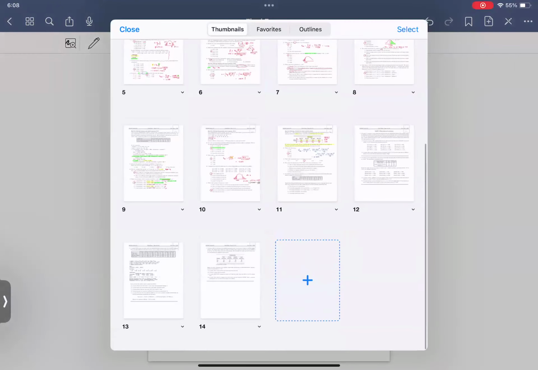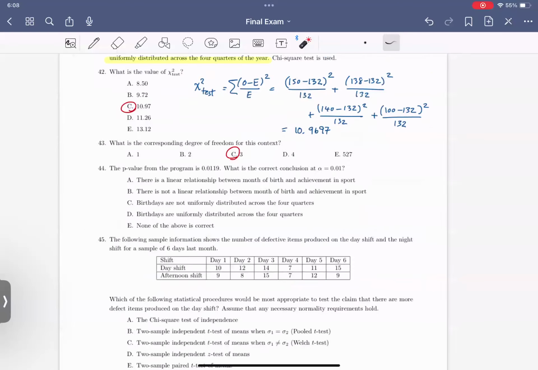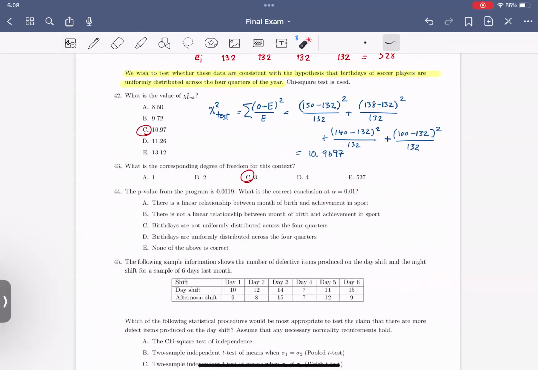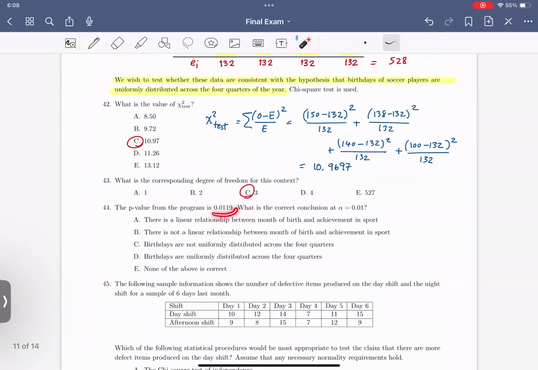We're almost there, everyone. All right, so the p-value from the program is 0.0119. What is the correct conclusion at alpha equal to 0.01? So the p-value is small, so you reject the null hypothesis at 0. Oh, no, no, no, no. The alpha is 0.01, but this one is 0.0119. So that means you fail to reject the null hypothesis.